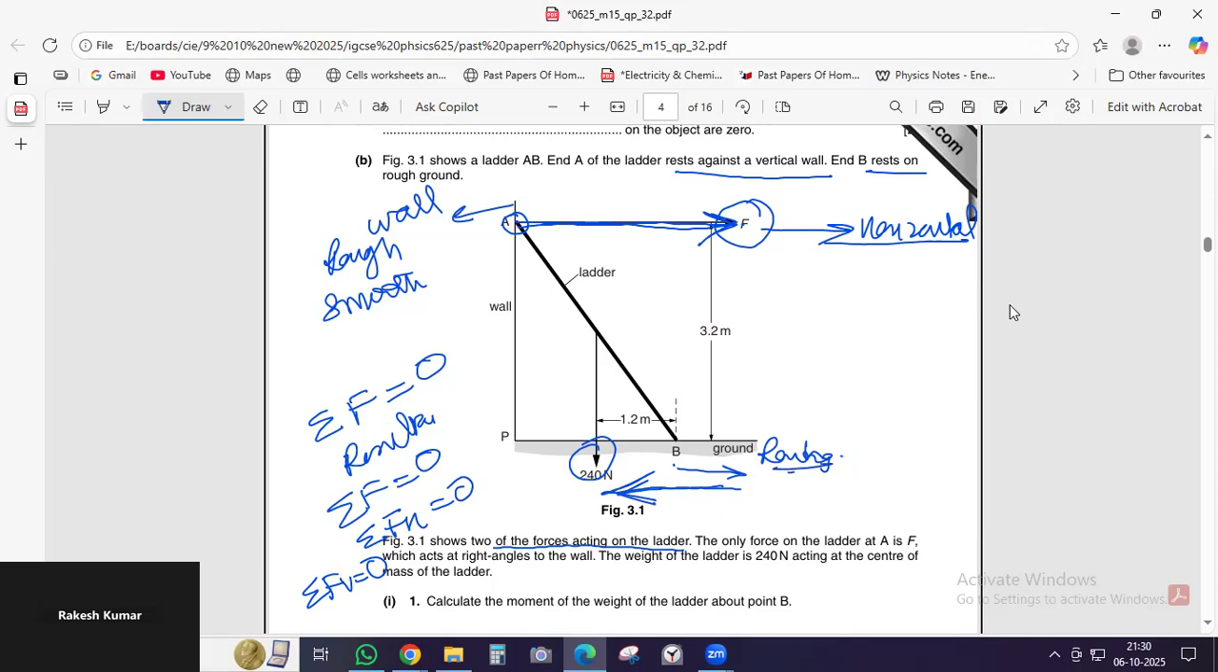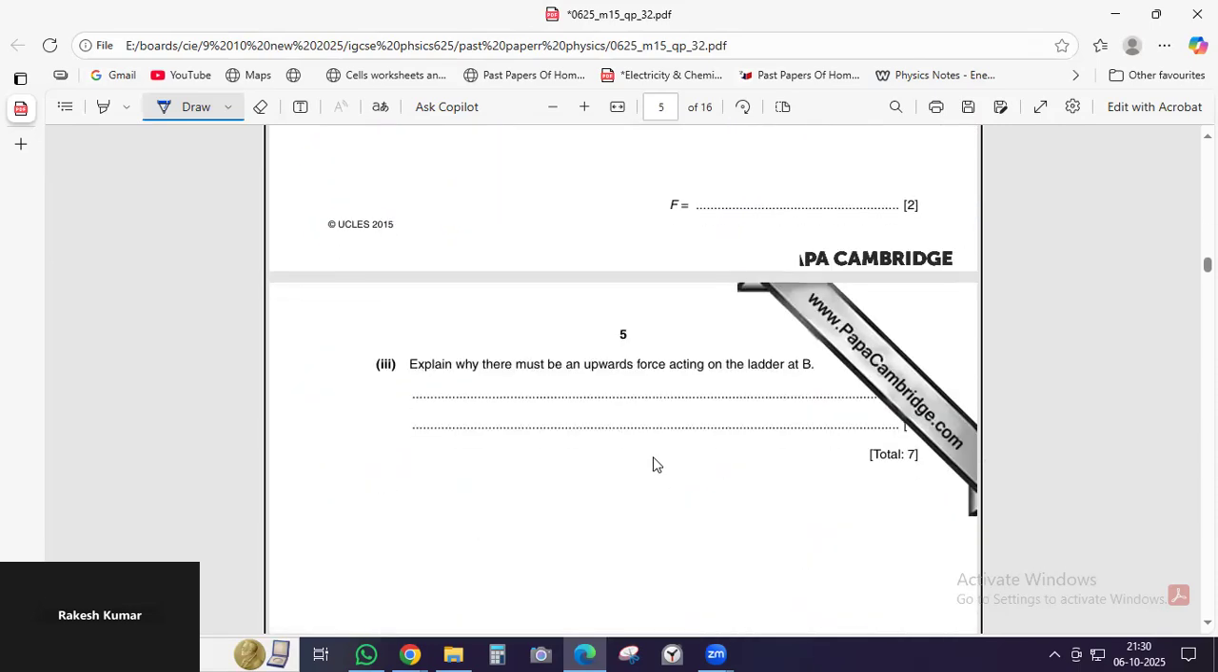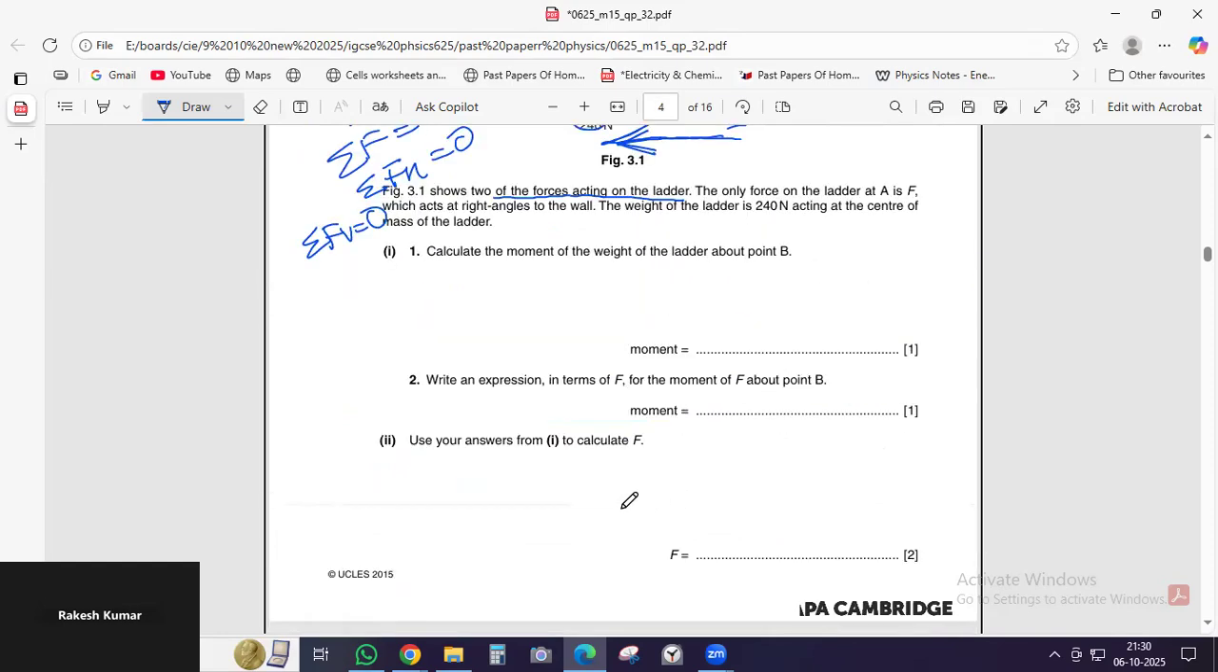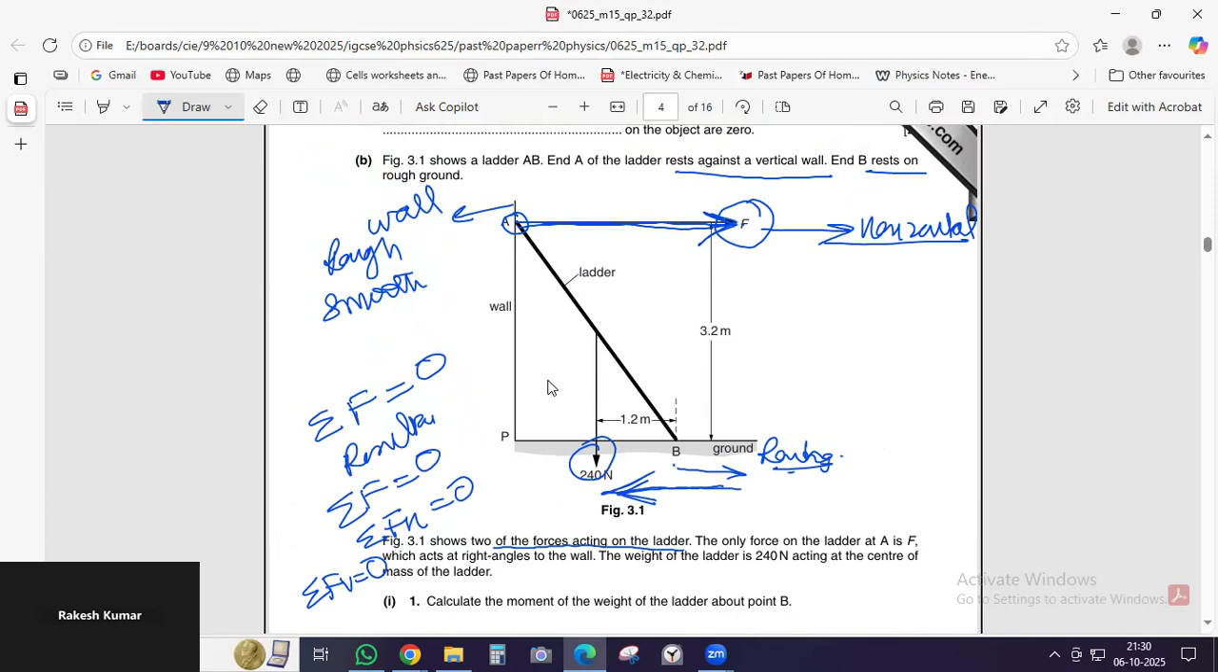But the question was why there must be an upward force acting. This is not about the horizontal force. He's asking about the upward force. Obviously, if there is a downward force here, there must be an upward force here, because this force will be cancelled or balanced by this force. This force is balancing this. So basically, we say all the forces, covering both the conditions.